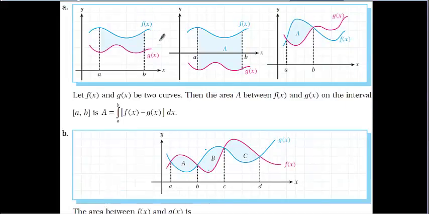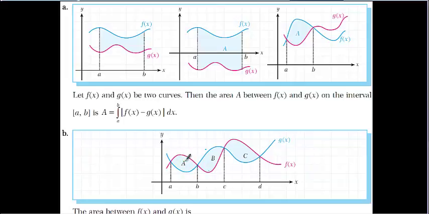Here, the area between two curves is given. If we are trying to calculate the area between two curves, f(x) and g(x), the formula is f(x) minus g(x). The formula is not changing, but we should check which function is above and which is below: above minus below. Sometimes one function is above, sometimes below.